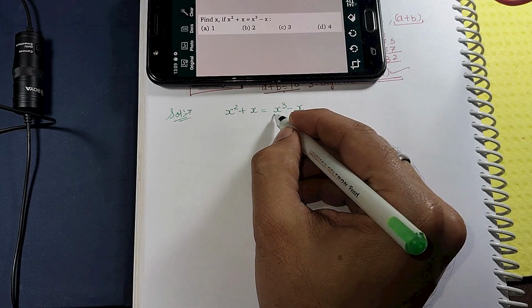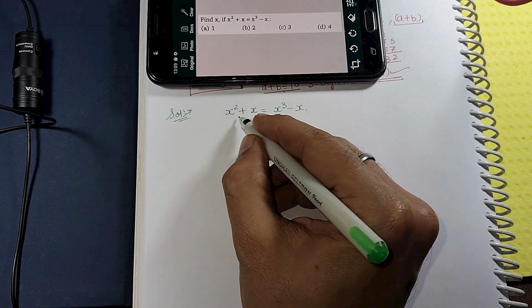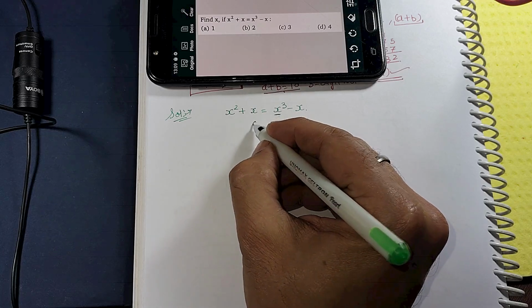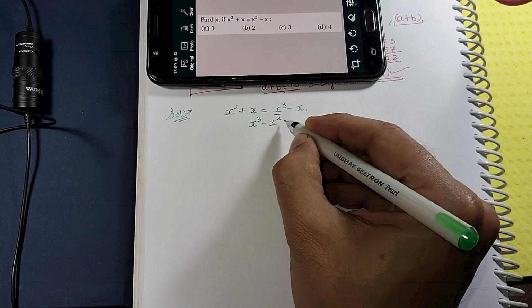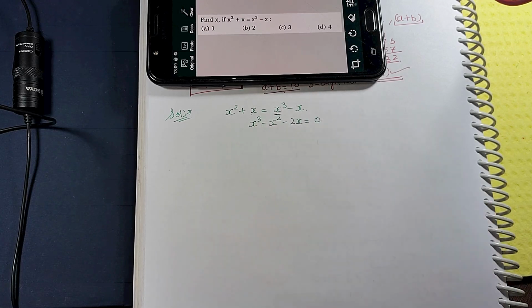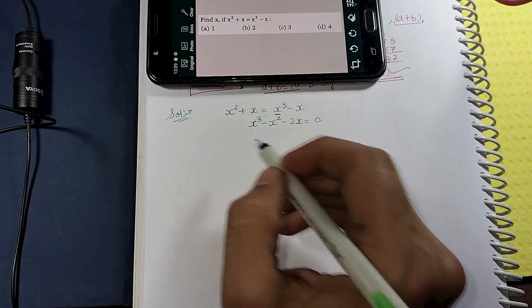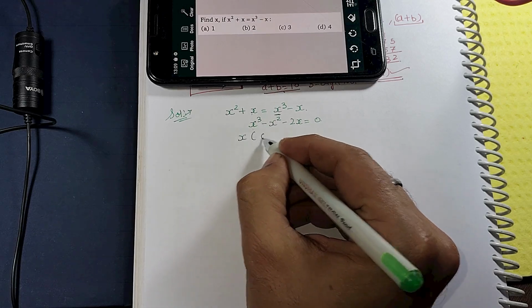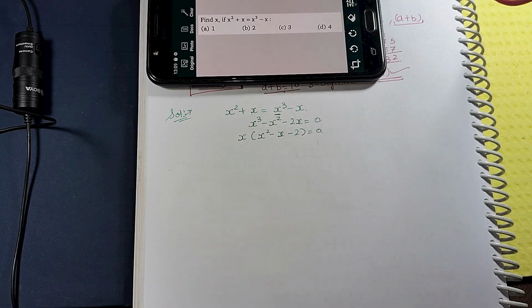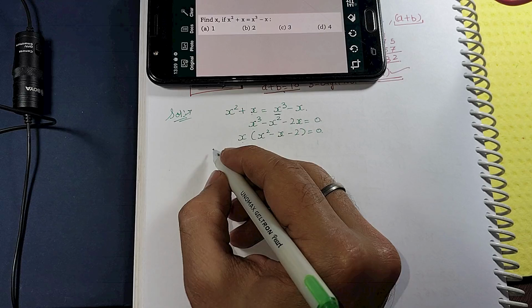So this is x cube, the greatest power is on the right side, so I will try to shift all these to this side. So this will become x cube minus x square minus 2x equal to 0, right? Now since x is common in all of these, so I will write, taking x common, x square minus x minus 2. Now one value of x we have found, that x is equal to 0.